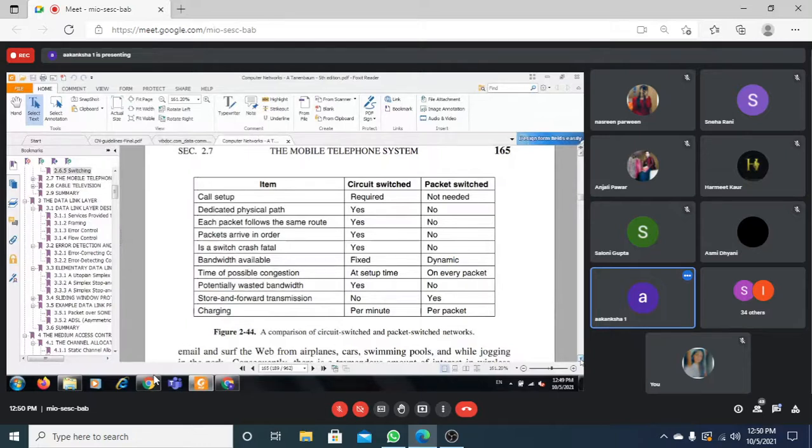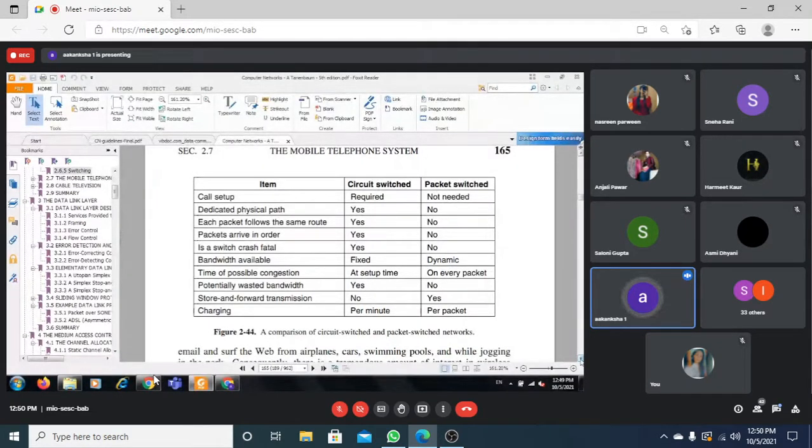Then next is each packet follows the same route. In circuit switch, all the packets are just forming a pipe-like structure, and the order in which the packets came from the source will be delivered to the receiver in the same order. But for packet switch, that's not the case. Packets arrive in order? Yes, in circuit switching, but in packet switching, no, they may arrive out of order, they may follow different paths, so they may arrive out of order. So is a switch crash fatal?